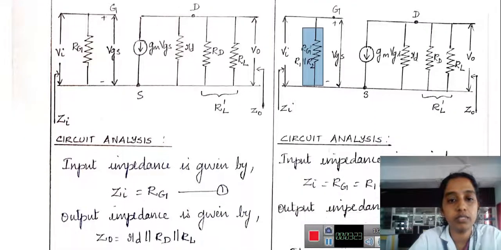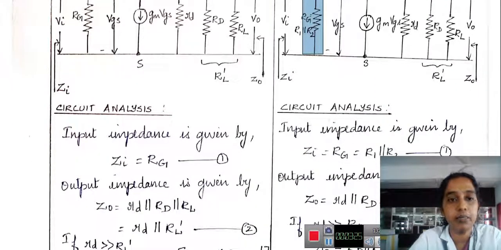When coming to the circuit analysis, for input impedance ZI, we have only one resistance RG, so that is fixed. So ZI is equal to RG. Let me consider it as equation number 1. The output impedance Z0. What are all the resistances present? Small rd, capital RD and load resistance RL.